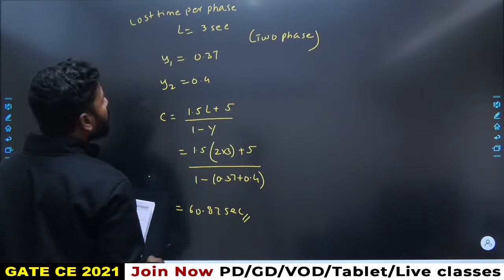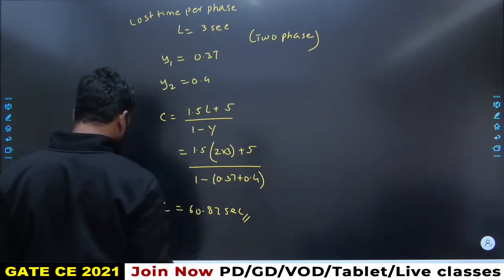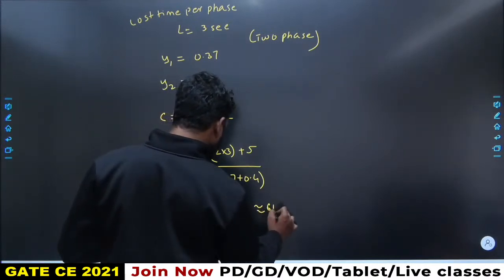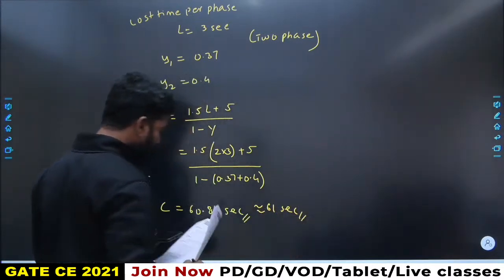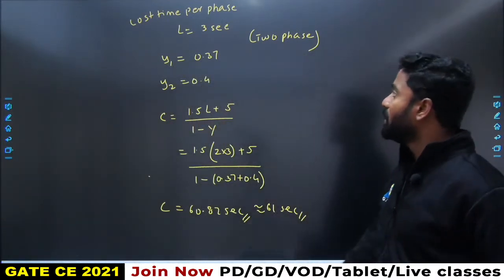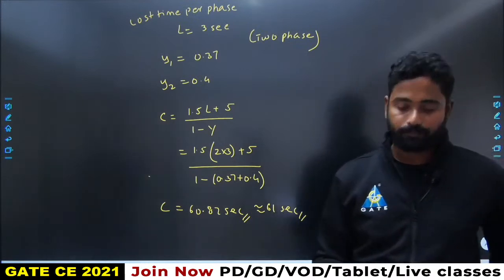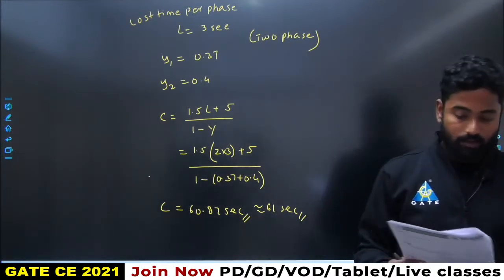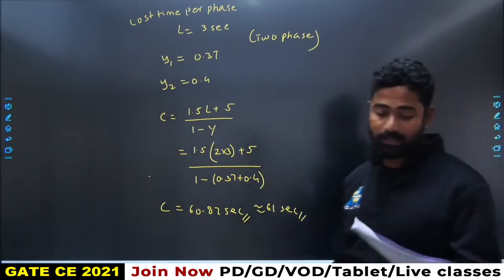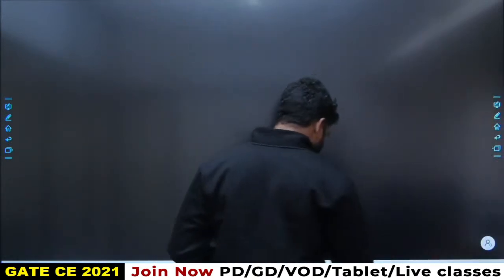6 into 3 by 2, 9 plus 5, 14. So cycle length is about 60.8 seconds. Approximately you can write it down as 61 seconds. Fine. Direct application of formula, nothing else in this type of questions. Very rarely do you expect these types of questions, but this is a good question actually.